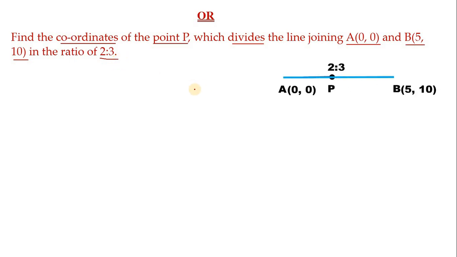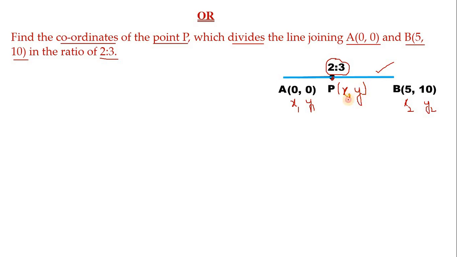So let me draw a suitable figure first. Here there is a line segment AB and the point P dividing AB into two parts, I mean in the ratio 2:3. Now we have to find P's coordinates. For that, first let us write the values. This is x1, y1 because this is the first point, and this is the second point, hence let me write x2 and y2. P's coordinates we have to find, let me consider this as x and y.